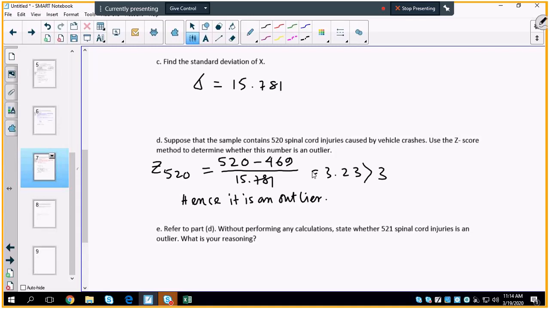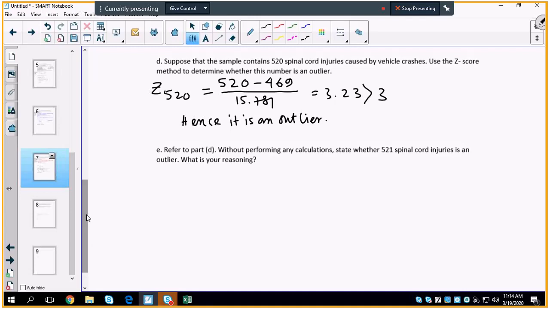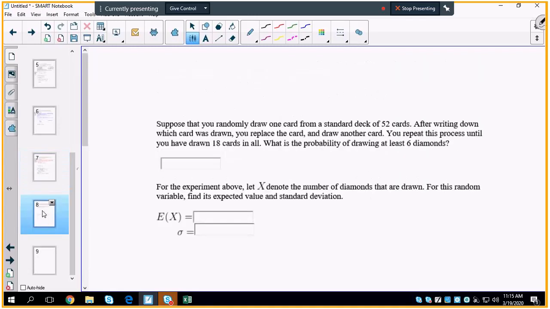Then refer to the last part without performing any calculation. State whether 521 spinal cord injuries is an outlier. What is your reasoning? Clearly it is an outlier as well. So I will say clearly 521, as we found out in the last one, will also be an outlier, as 521 is even greater than 520. And 520 is already an outlier, so a number greater than 521 will be even further away from the mean, hence it is going to be clearly an outlier. Answers your question? Let's go to page number 8 and see what we have.